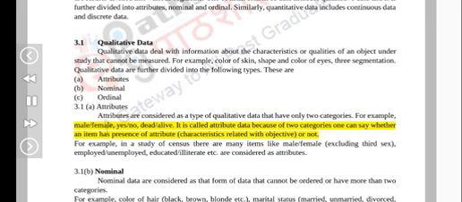It is called attribute data because of two categories. One can say whether an item has presence of attribute characteristics related with objective or not. For example, in a study of census, there are many items like male, female, excluding third sex, employed, unemployed, educated, illiterate, etc. are considered as attributes.